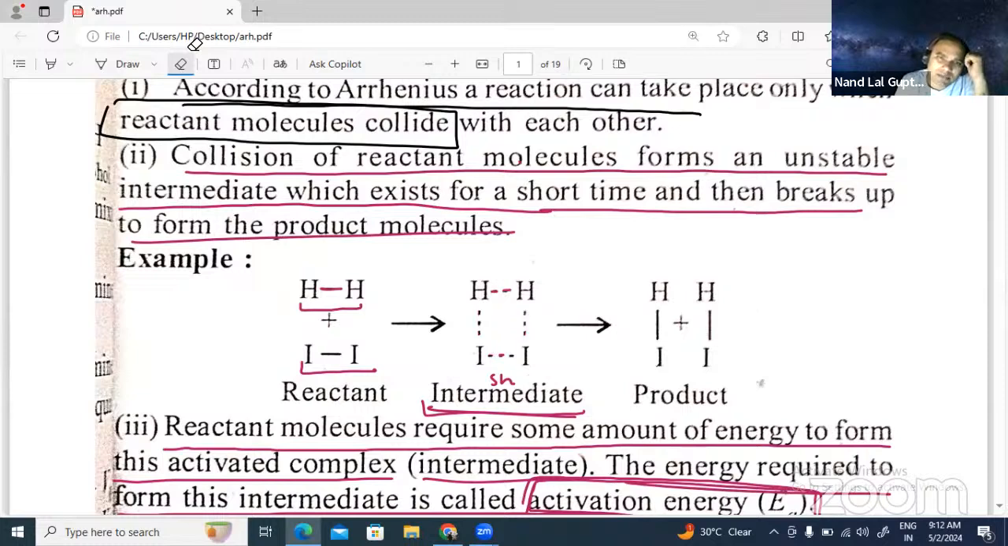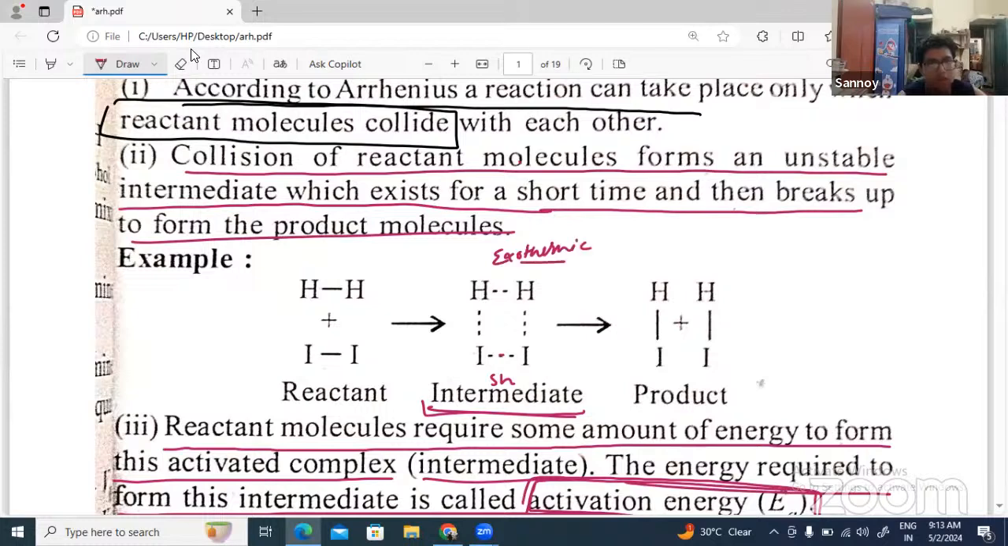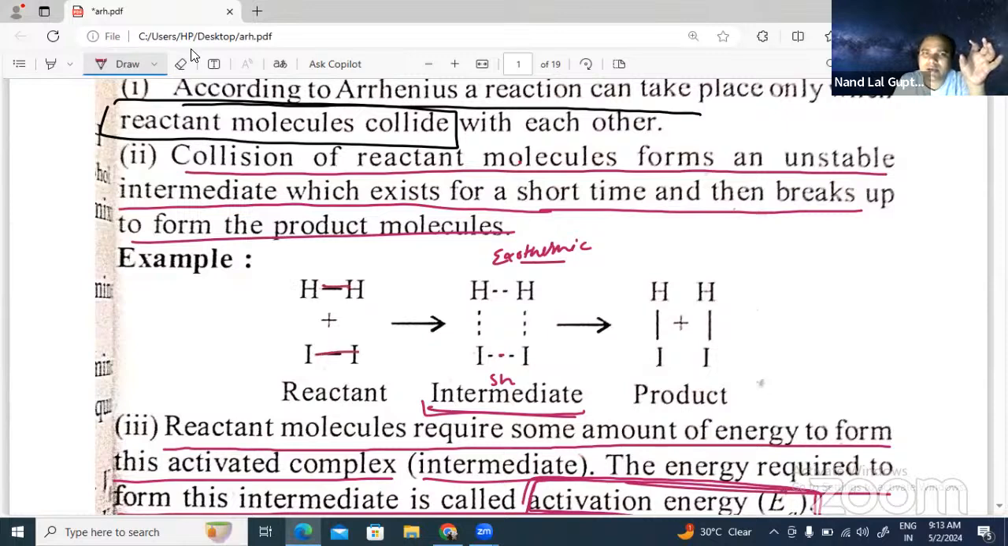What is the problem here? When the bond is getting formed, when a new bond is being formed, that is exothermic. This is what is called exothermic. Here is what is happening when the reactant molecules approach. Because the electrons are there, both the electrons, there will be repulsion. And repulsion increases the energy level.